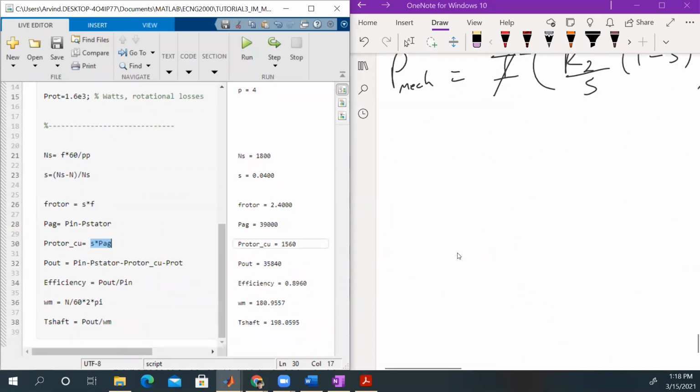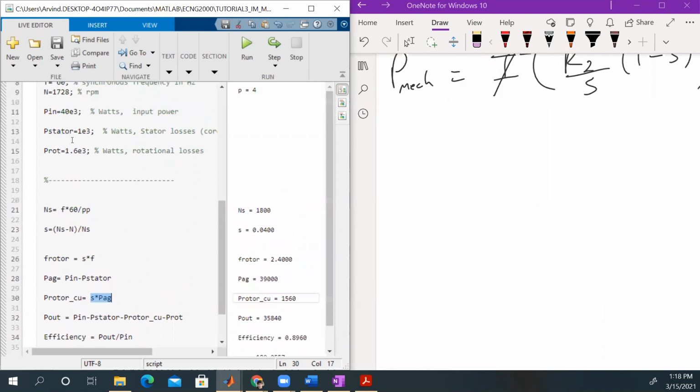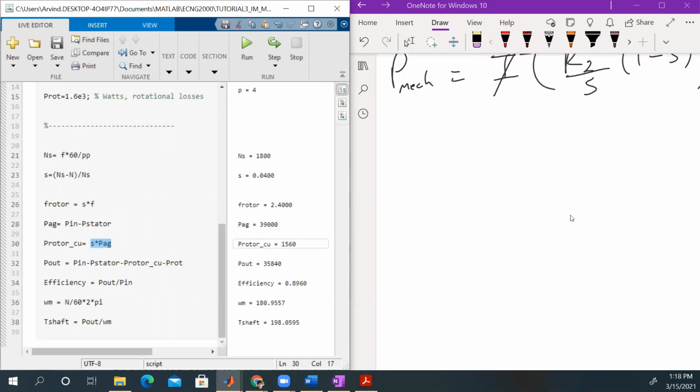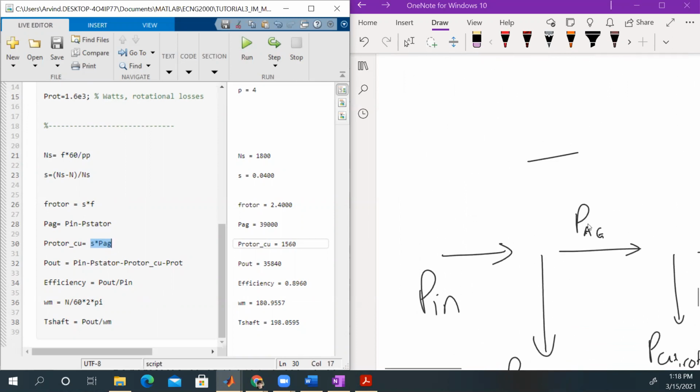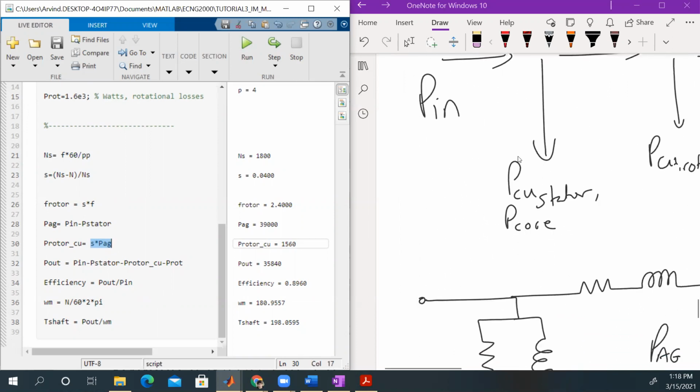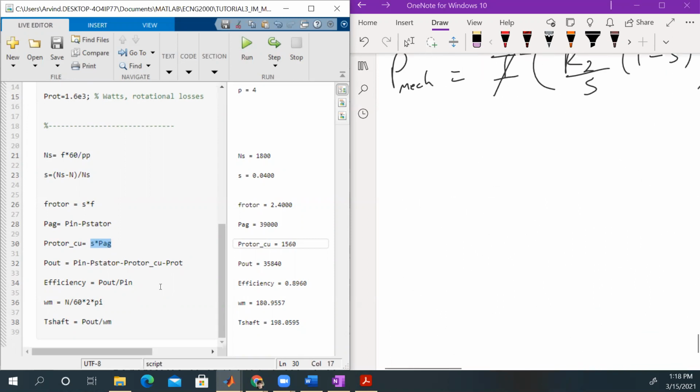Well, actually, we're given the stator losses, P stator, of 1 kilowatt. So we simply take the input power, and this is why it's important to know these diagrams, right? We know P air gap is P in minus the stator losses. So P air gap is P in minus P stator, so 40 kilowatts minus the 1 kilowatt, and then we multiply by the slip to give us the rotor copper losses.